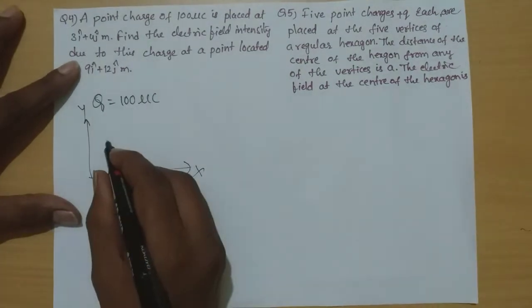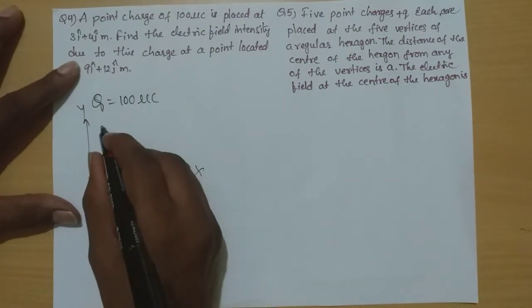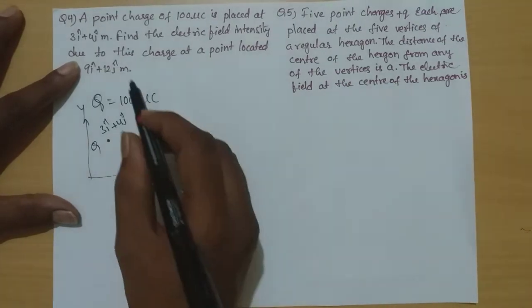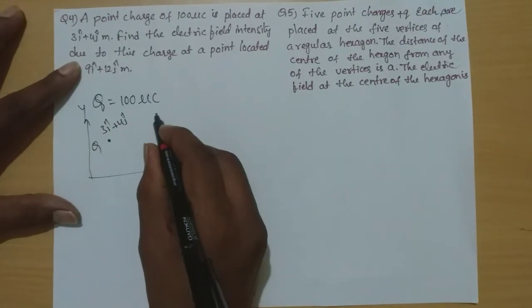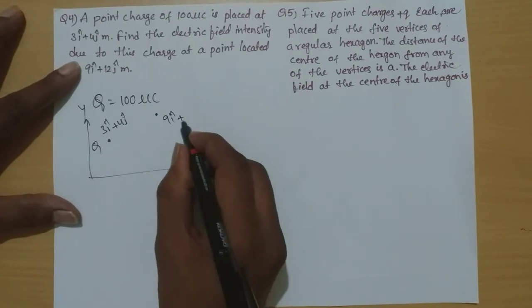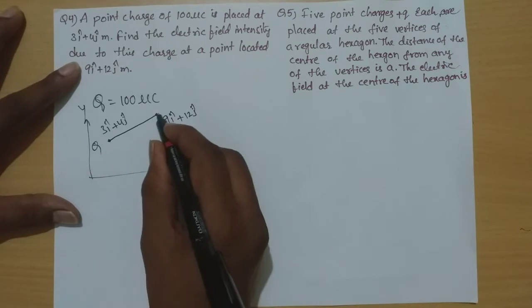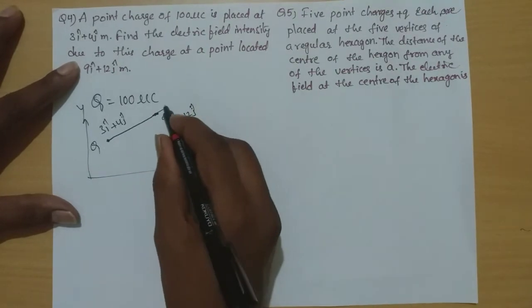see, now this is the x-axis, and here is the y-axis. Now the charge Q is at 3 i cap plus 4 j cap here, and one test charge we are keeping here somewhere at 9 i cap plus 12 j cap. Now due to this charge, we have to find the electric field intensity.